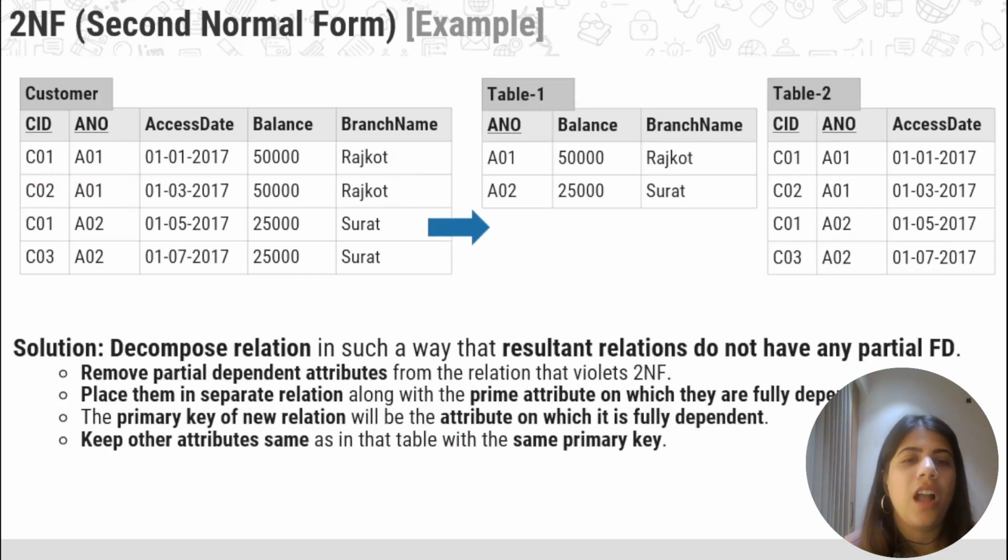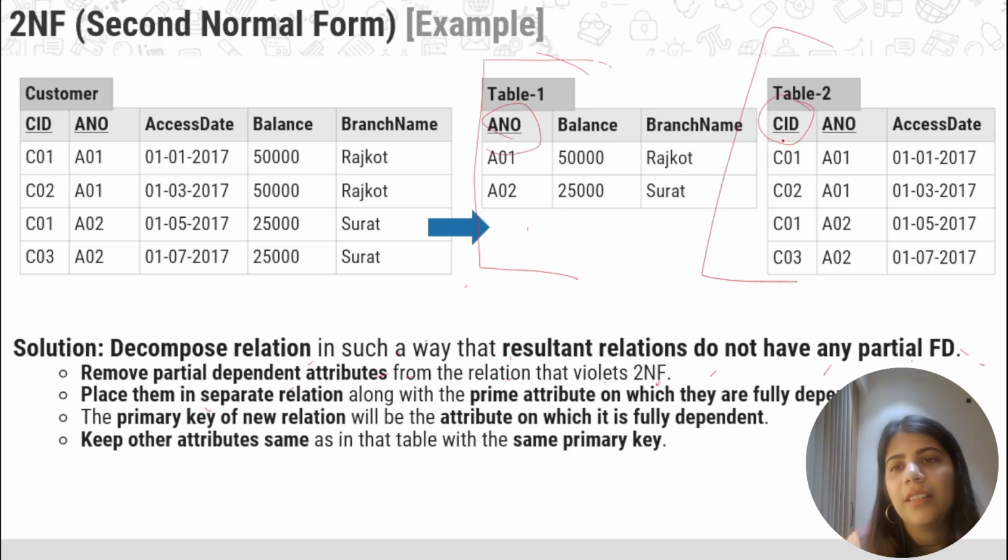So, how do we solve this? We use a decomposition rule over here. We decompose the relation in such a way that the resultant relations do not have any partial functional dependencies. So we remove partially dependent attributes from the relation that violates 2NF. I have decomposed it into table 1 and table 2. Now, account number is one primary key over here and customer ID is another primary key over here. Account number, we are using it as a foreign key over here.